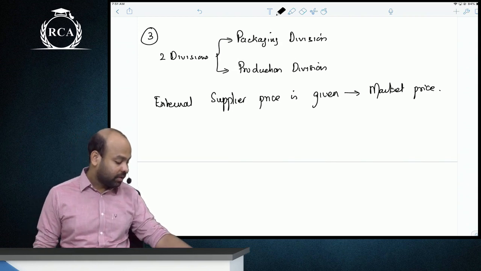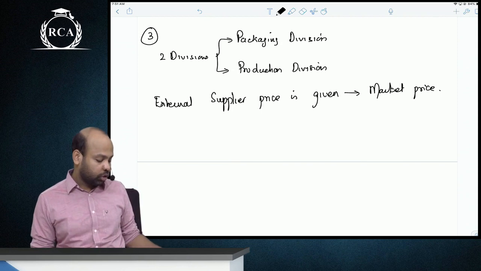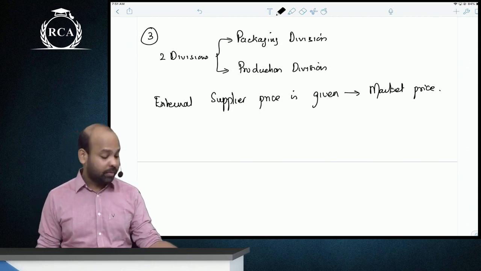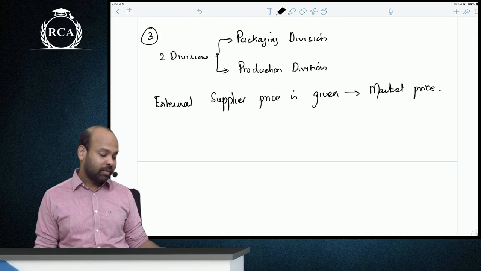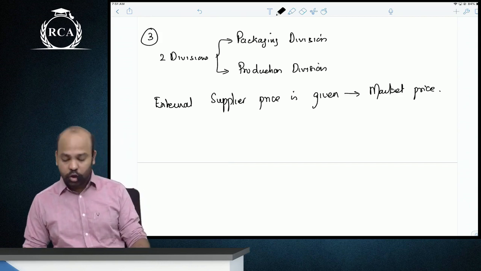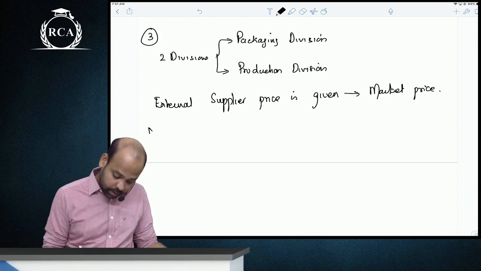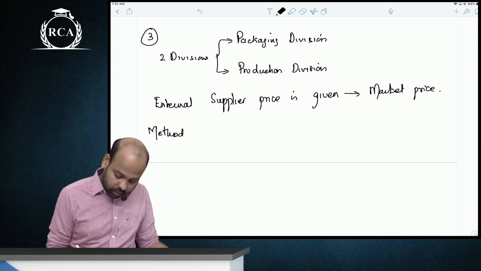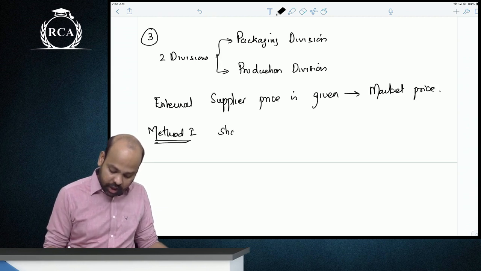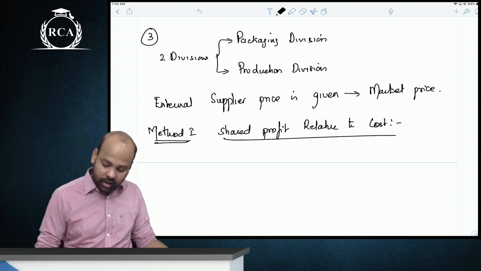They are asking us to arrive at the transfer pricing based on shared profit relative to cost. We will have to share profit based on cost, and also based on the market method. Show the impact on profitability of each division under both the methods. Method 1: shared profit relative to cost. We will have to share profit relative to cost.